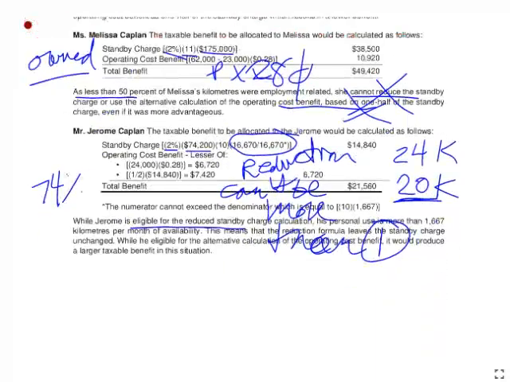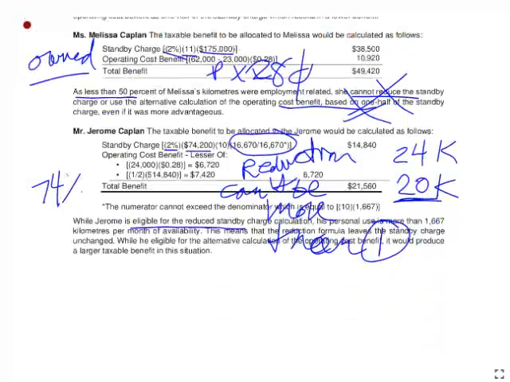So in this case here, he only had it for 10 months, I believe. Yeah, only had it for 10 months. So he's only 10 times the 1667. So that's his denominator. And he clearly had 24,000 kilometers, which is more than the 16. Even if he had had it for 12 months, and then it would have been 20, he would have had 24, so he would have been over. So this is the little trick to this one.